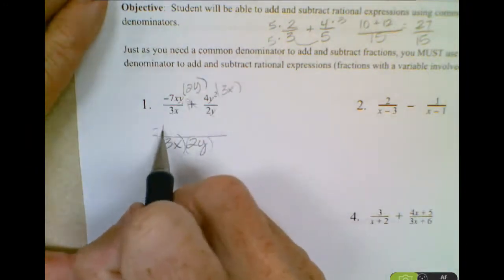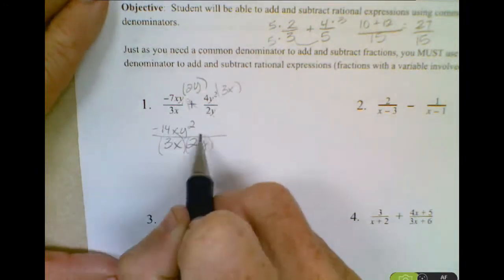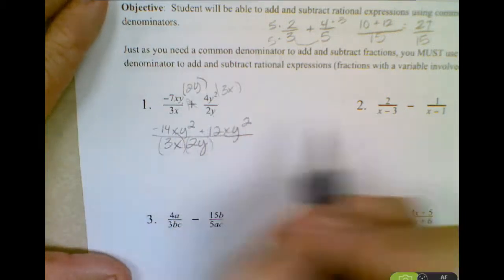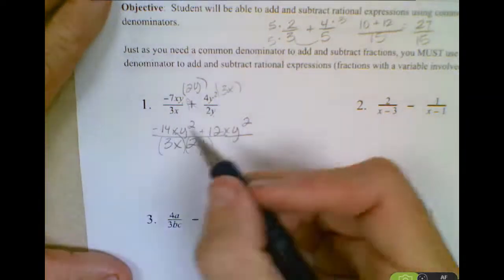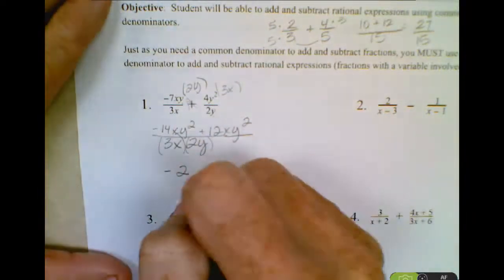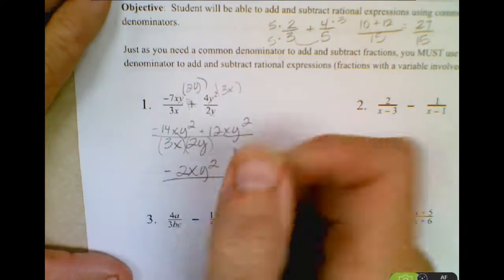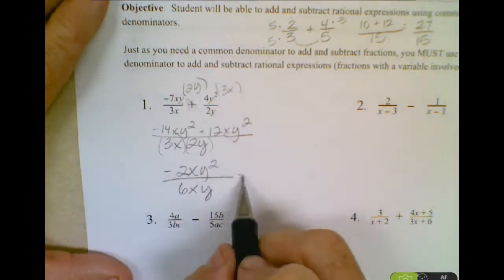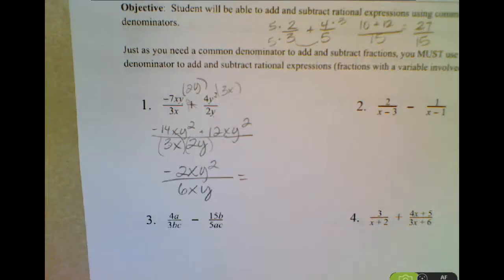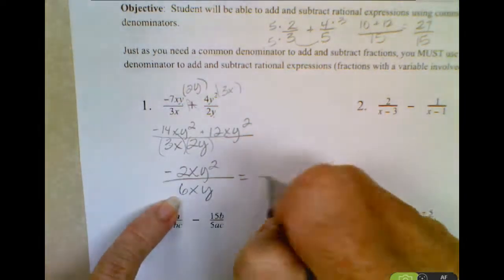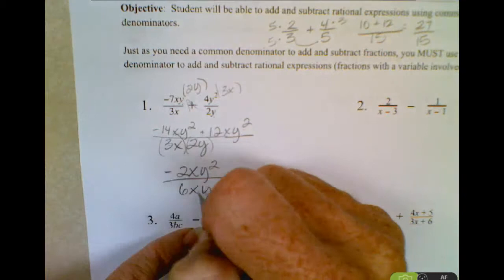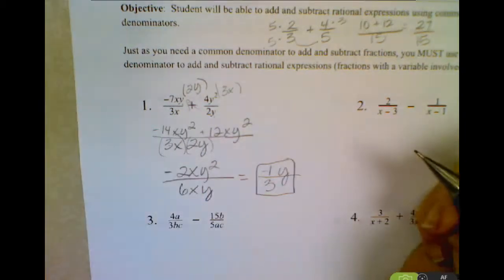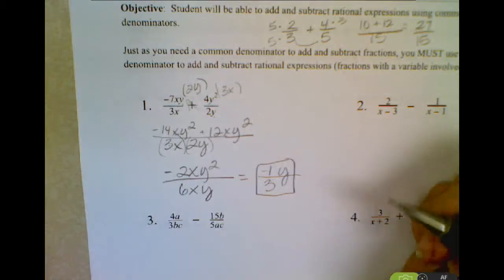So now you would get negative 14xy squared plus 12xy squared. Because they are both xy squareds, we can combine those together. So negative 14 plus 12 is negative 2xy squared over 2 times 3 is 6, x and y. We can simplify that. You always need to simplify down as far as you can. So negative 2, 6 reduces to negative 1/3. Our x's are going to cancel out, and we have more y's on the top than on the bottom. So our answer would be negative 1y over 3, or just negative y over 3.